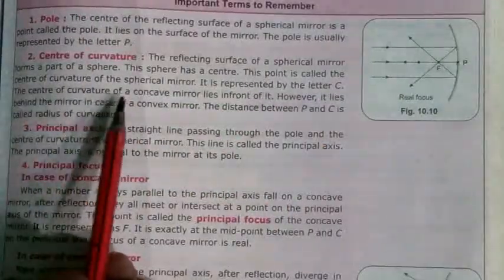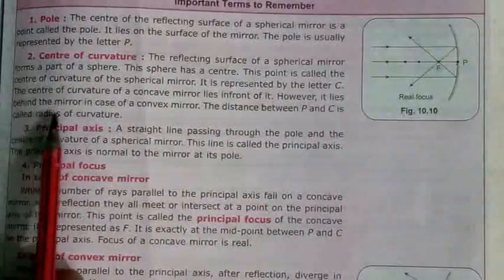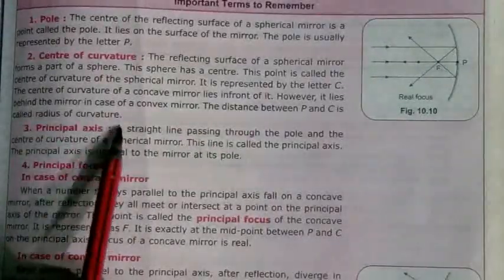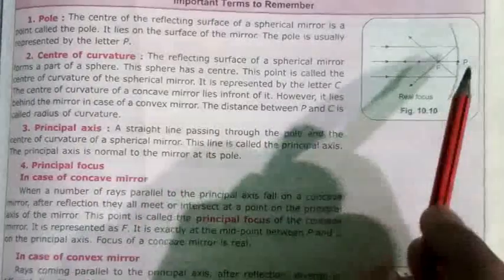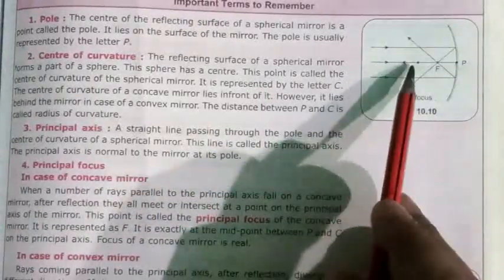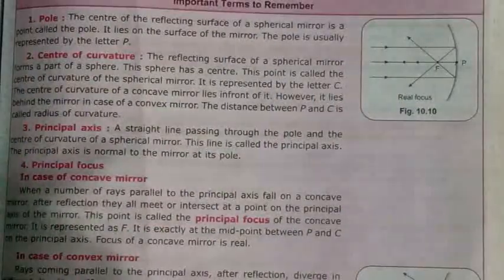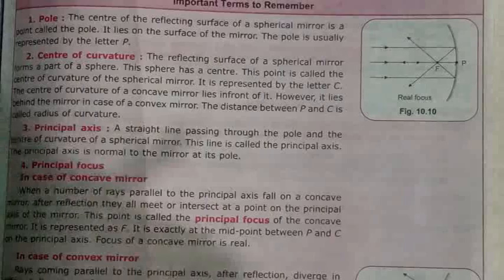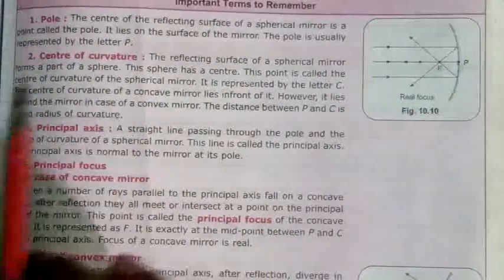The center of curvature of a concave mirror lies in front of it. However, for a convex mirror it lies behind the mirror. In case of a concave mirror, the distance between P and C is called the radius of curvature. This is P, and C is the center of curvature, and the distance between them is called the radius of curvature. You have to write this down.